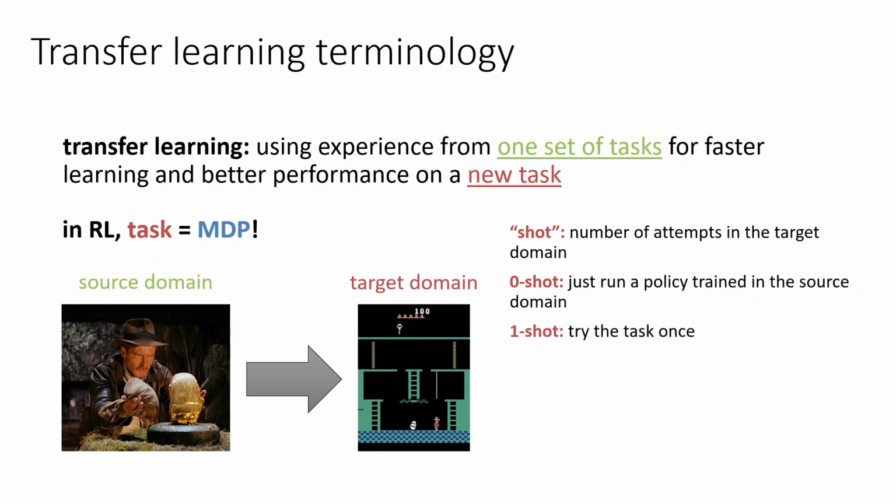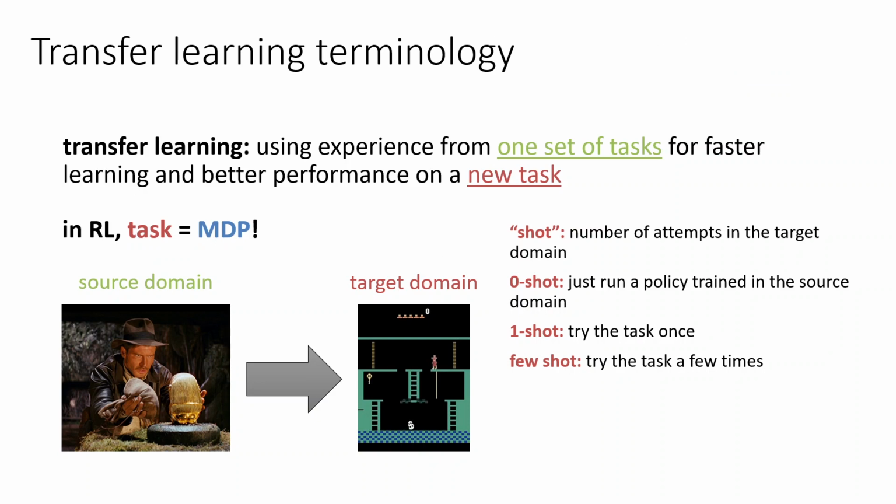1 shot transfer means you try the task once. What that means is somewhat domain dependent, so maybe for Montezuma's Revenge it would mean that you play it for 1 episode, basically until you run out of lives, or maybe if it's a robot interacting with the world, the robot will make 1 attempt. Few shot means you try the task a few times, and many shot means you try the task many times.